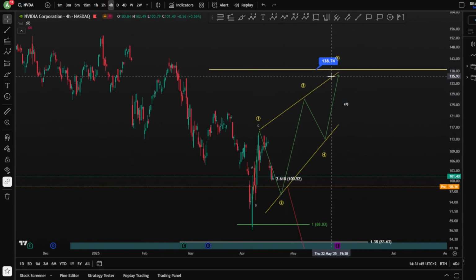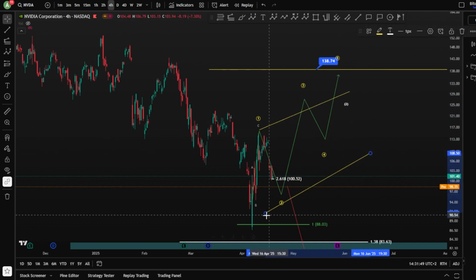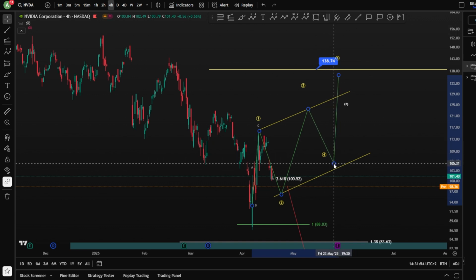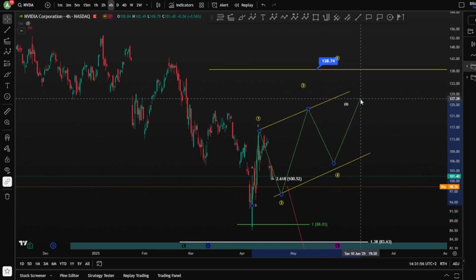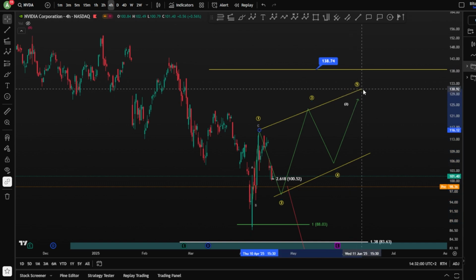And don't forget that this is also a virtual leading diagonal. It can be less aggressive than this. This is only a prediction here, guys, so nothing is real that it can be in this shape. I just want to mention this.